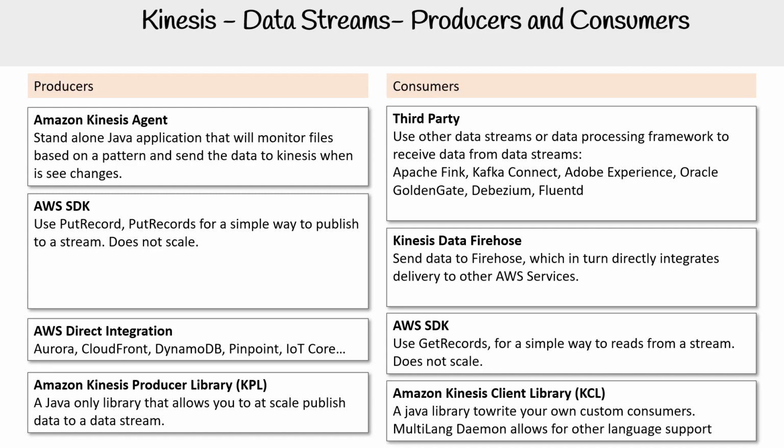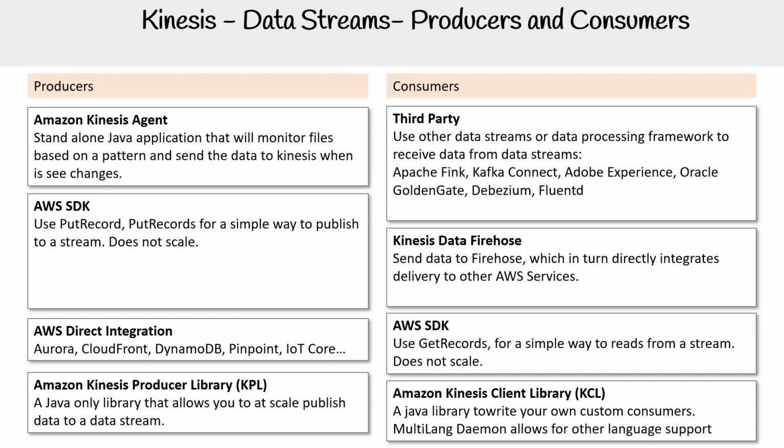Then you have the KCL library. Why they didn't call it the Kinesis Consumer Library, I don't know, but it's called the Kinesis Client Library. AWS, why don't you name these things better? But anyway, it's the client library, and it is a Java library to write your own custom consumers.